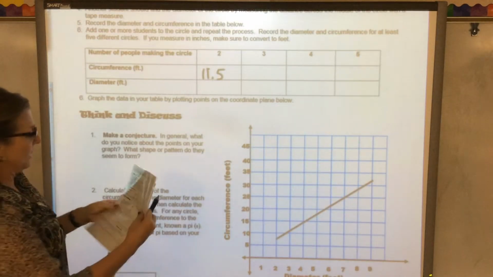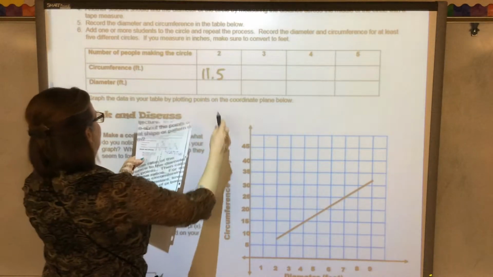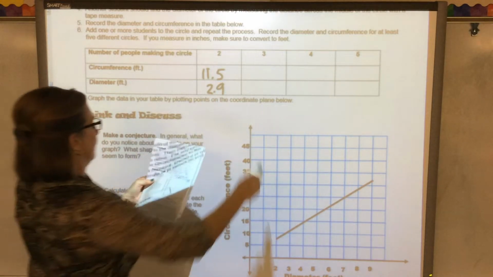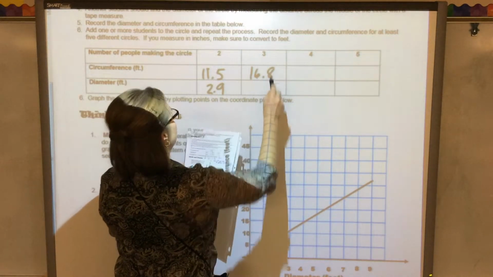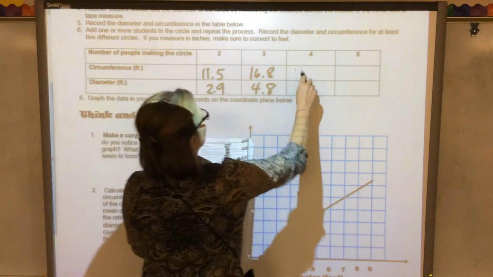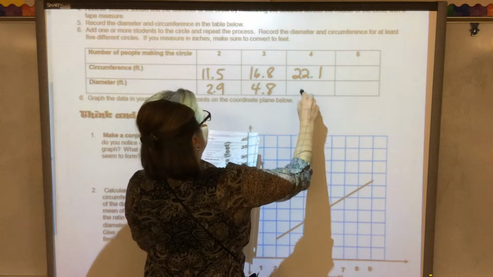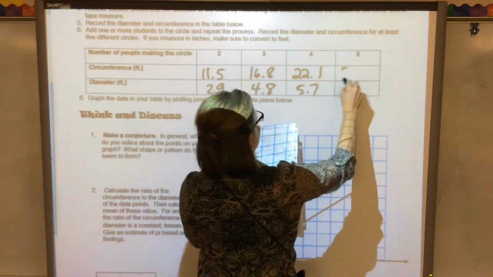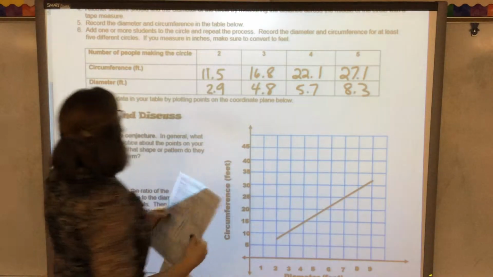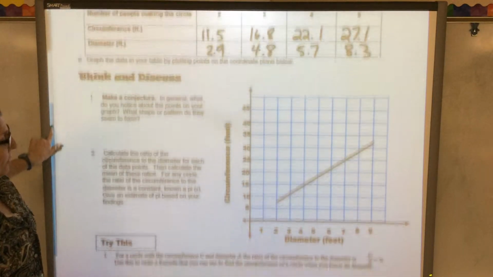So back up here, 2 people, 11.5 feet for the circumference and 2.9 feet for the diameter. And then for 3 people, it's 16.8 feet for the circumference and 4.8 for the diameter. For 4, it's 22.1 feet and 5.7. And then for 5, 27.1 feet and 8.3. And so then it said to graph your points.